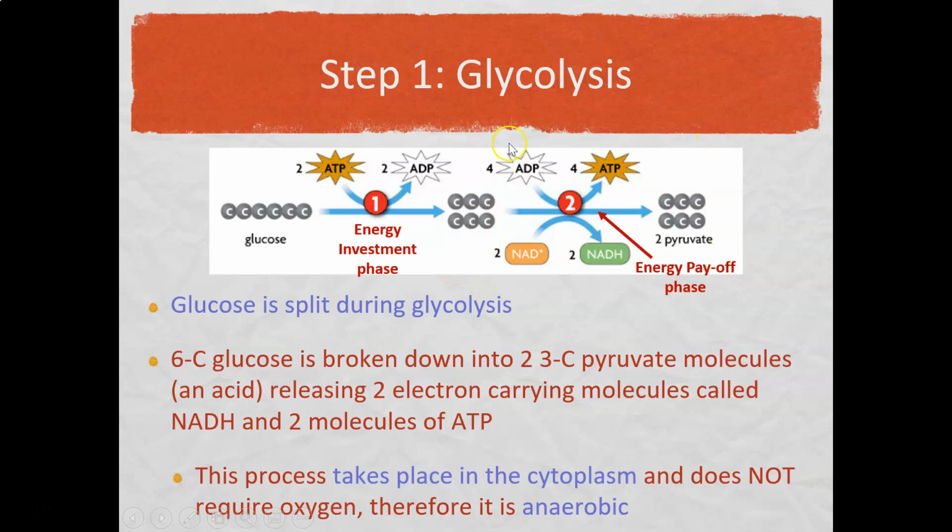The energy payoff phase then, I'm going to take those two molecules, 3 carbons apiece, do some additional adjustments to them, move them around, move some electrons, move some hydrogens, and ultimately get these two molecules called pyruvates out of here. And each of these pyruvates also is a 3 carbon molecule. In doing that, it actually pays me back some ATP, 4 total, as well as to create the initial set of electron carriers that we're going to use for the electron transport chain later in this process.